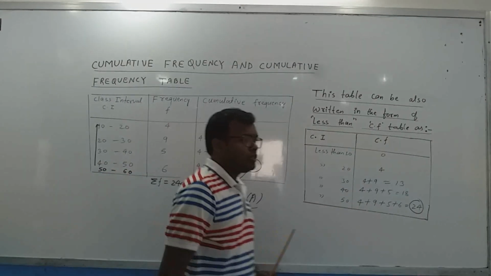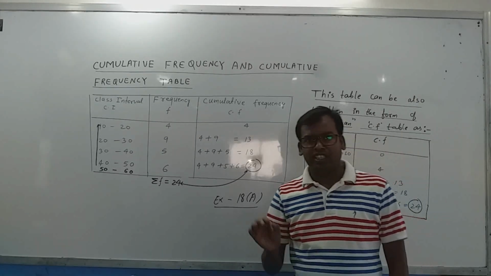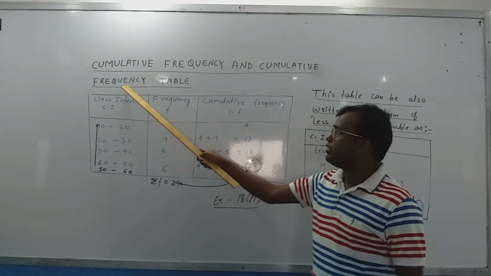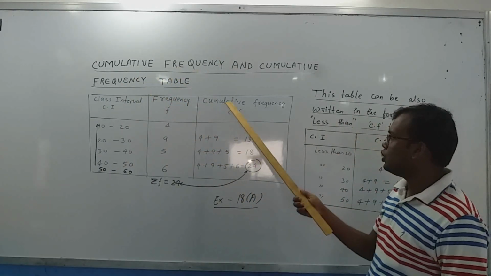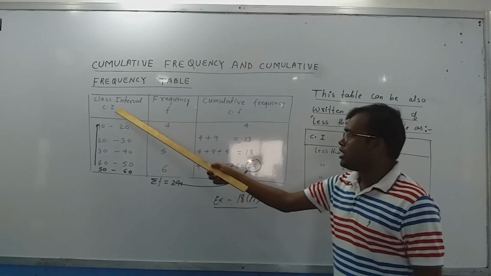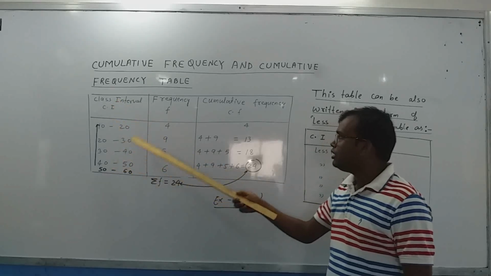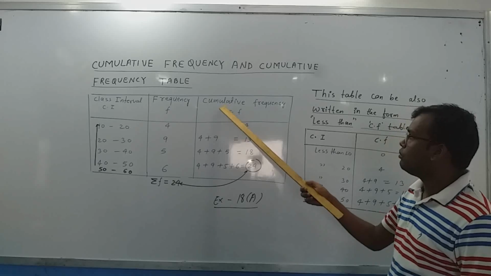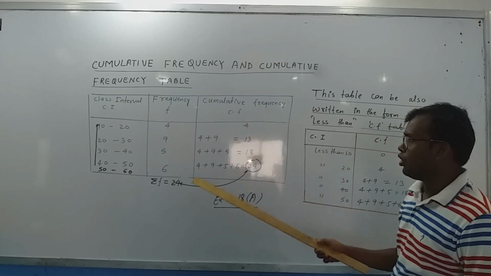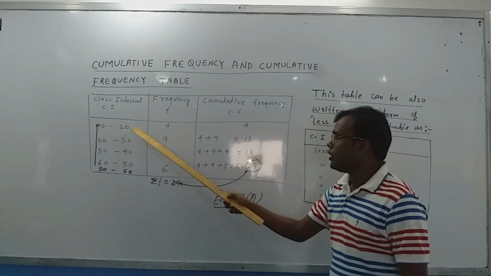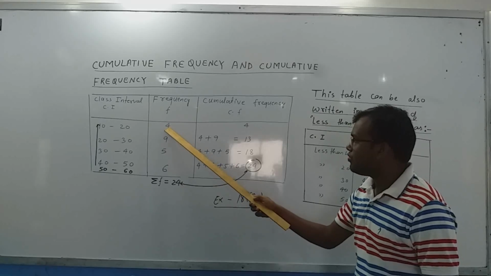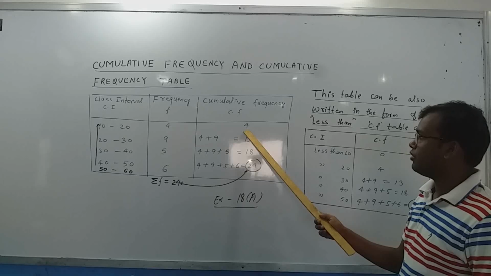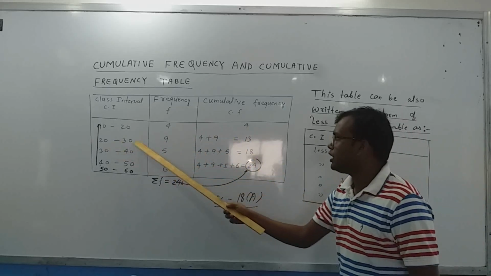Now, one more topic is left in this chapter, that is cumulative frequency and the cumulative frequency table. That is how to draw the cumulative frequency. See, we have provided the class interval and the frequency is given to you. Then the third column, cumulative frequency, we have to find. See here, 10 to 20 is 4. That means this frequency goes directly in the CF column, the cumulative frequency column. And 20 to 30 is 9.